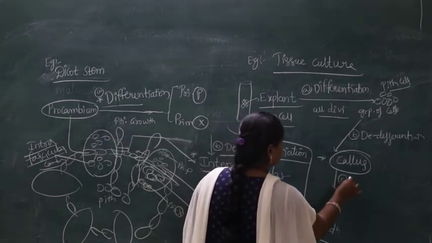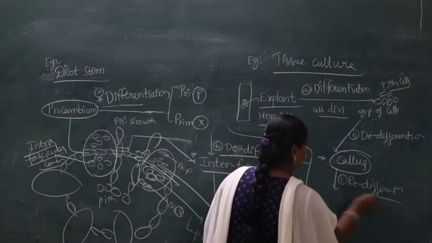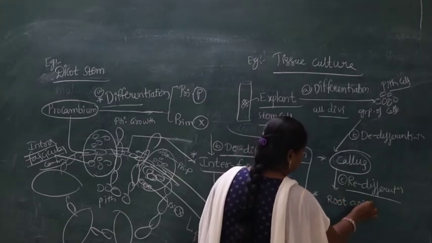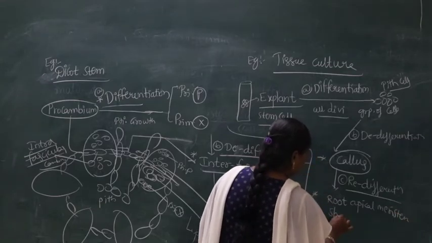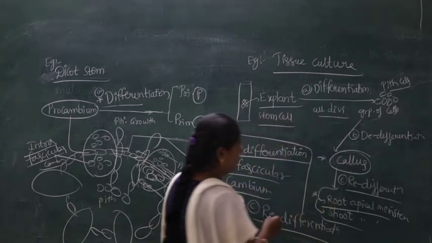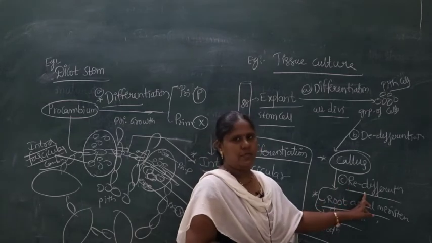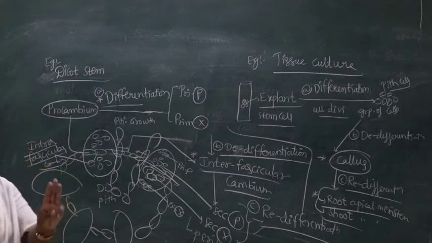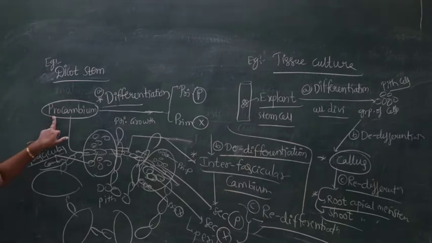It further undergoes redifferentiation and leads to formation of root apical meristem and shoot apical meristem. That means formation of root and formation of shoot is by the process called redifferentiation. I hope now it is very clear. Let us take two important examples having all three processes. Dicot stem, if you take, in the very beginning procambium is there.